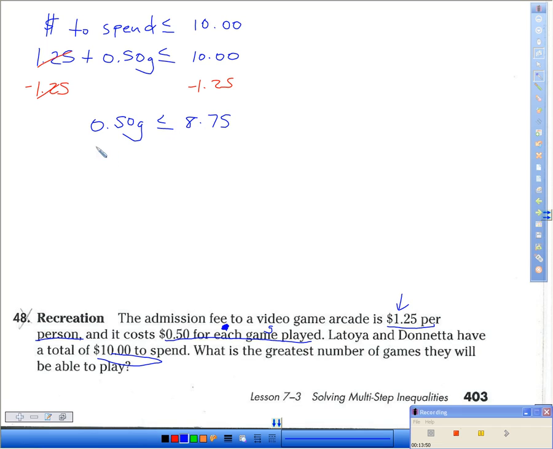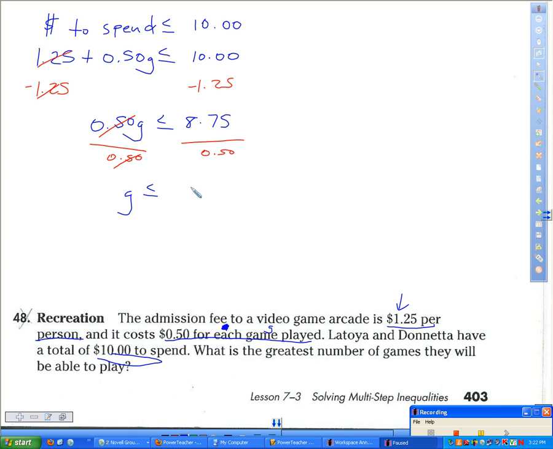At this point, we want to divide the left-hand side by 0.50. We want to divide the right-hand side by 0.50. 0.50 divided by itself cancels. So what we have on the left-hand side is G. On the right-hand side, we need to divide those two numbers.